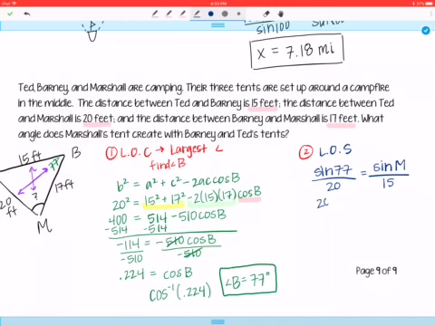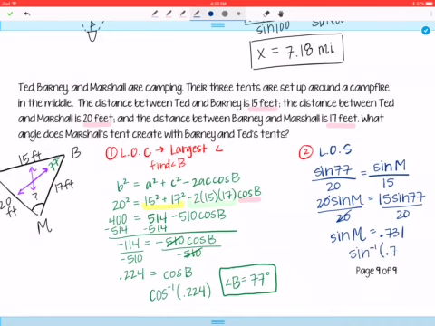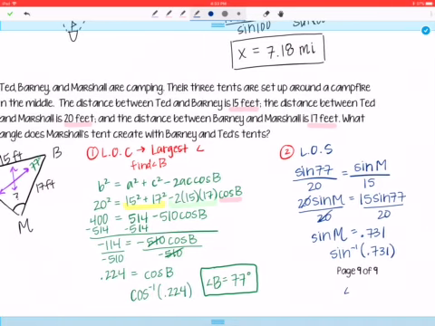So similarly, when we cross multiply, 20 times the sine of M equals 15 times the sine of 77, and in this case, we're going to have to divide by 20. And we get that the sine of angle M is 0.731. So again, if the angle is the thing that's missing, second sine of that decimal, and angle M comes out to be 47 degrees, rounding to the nearest whole number.